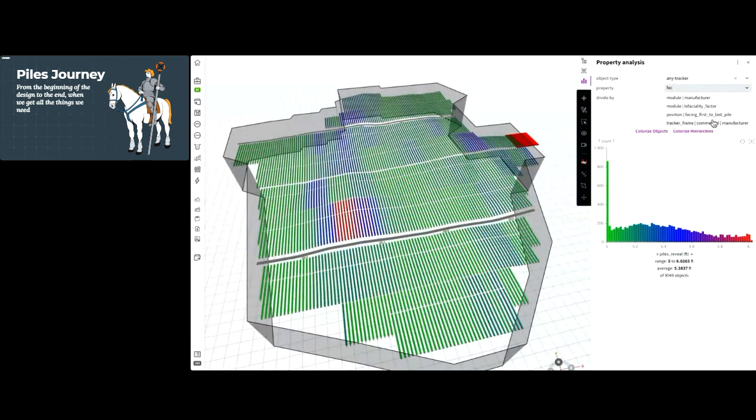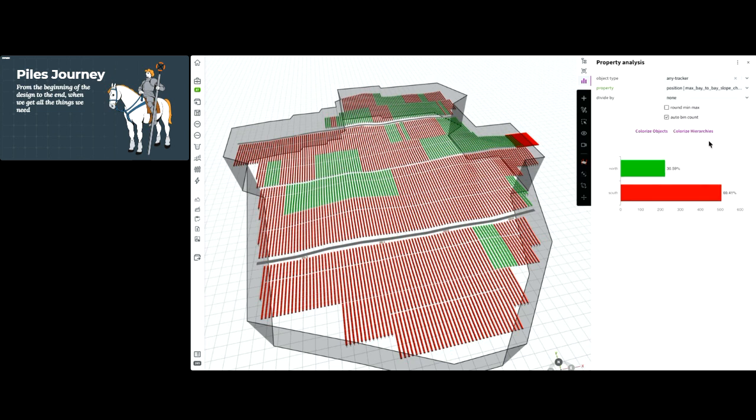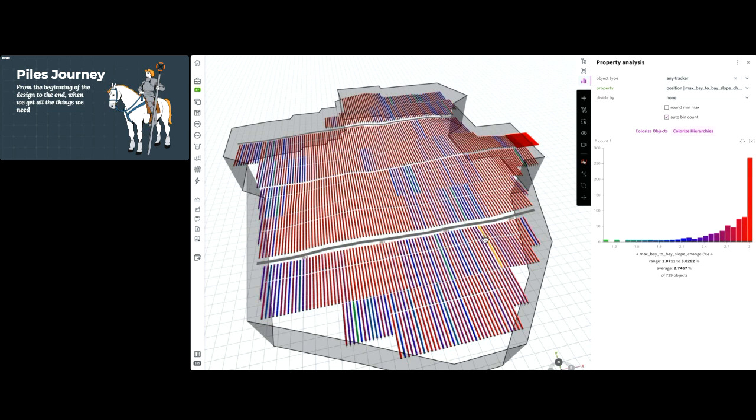So for example, I can simply search for facing. I can quickly check how many trackers I have south facing and how many I have north facing, right? Or maybe I want to check some position, like wind load position, or maybe max bay to bay slope change. Again, colorizing them, seeing this difference, etc.